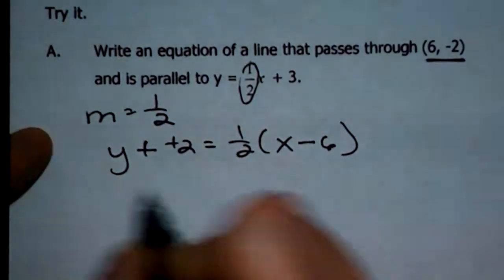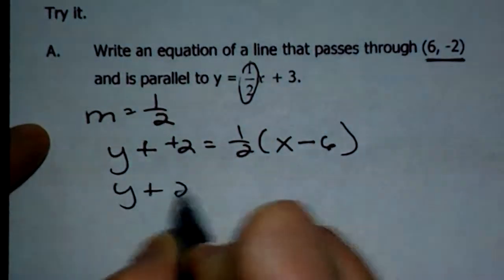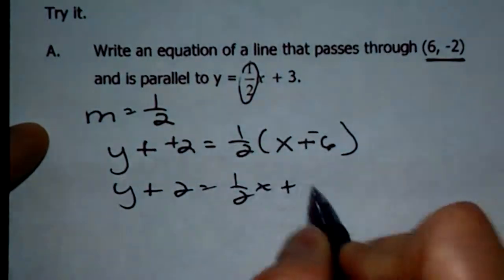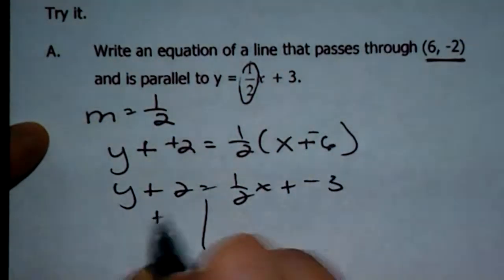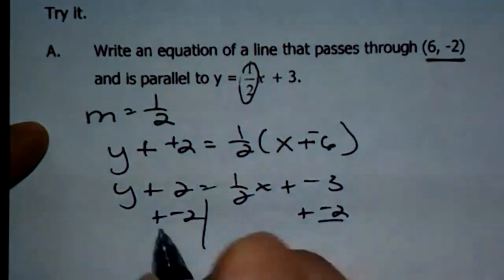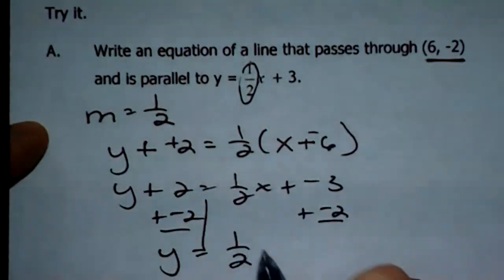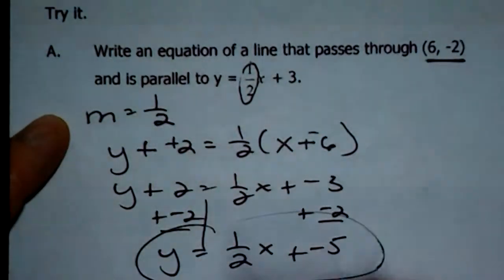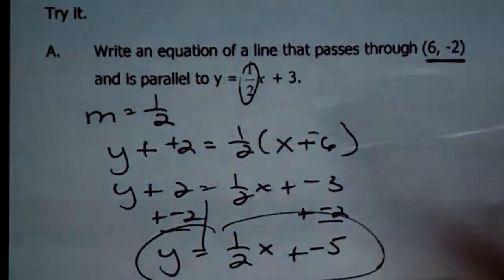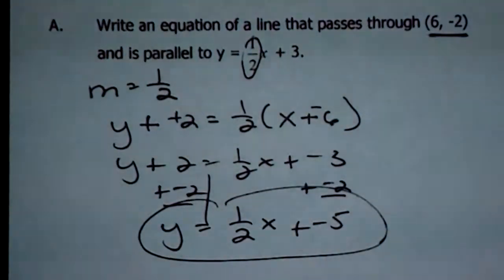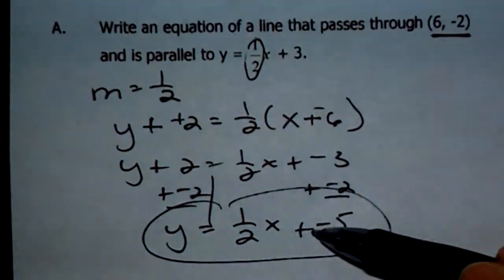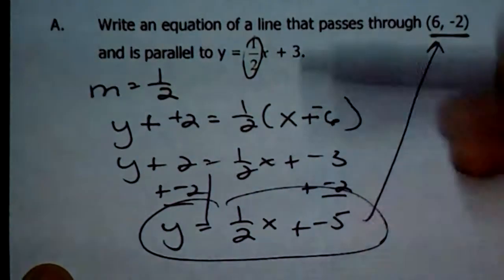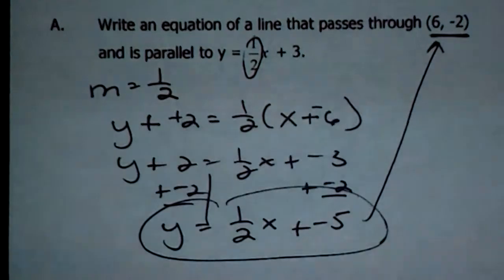So moving along, I need to distribute. Y plus 2 equals 1/2 x plus, and 1/2 times negative 6 is negative 3. I'm going to add a negative 2, combine like terms, and I get 1/2 x plus negative 5. So, looking back, those equations would be parallel, right? They have the same exact slope, except this line right here is going to contain that point in it. So those two lines would be parallel, and that would be one of the solution points to this line.